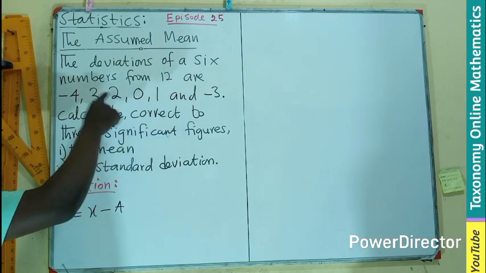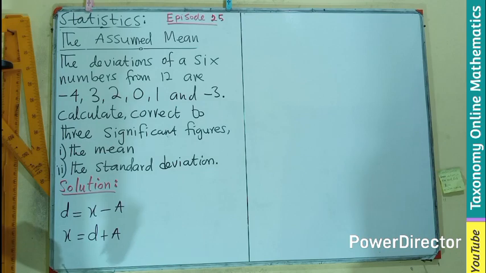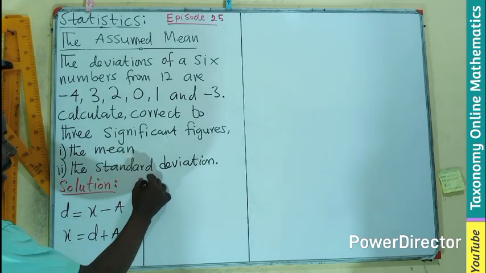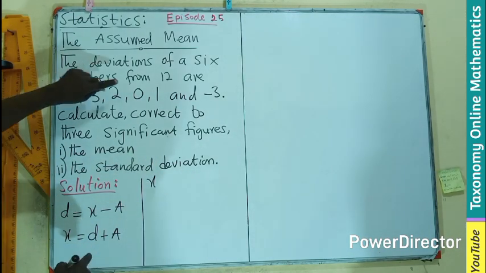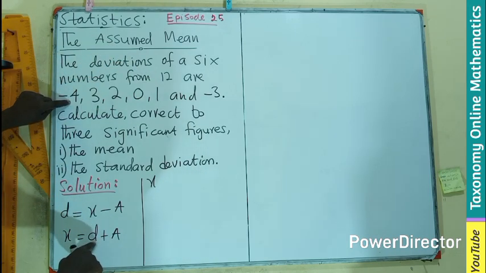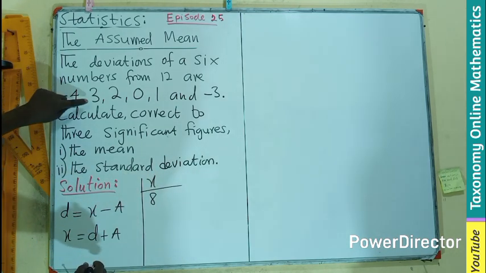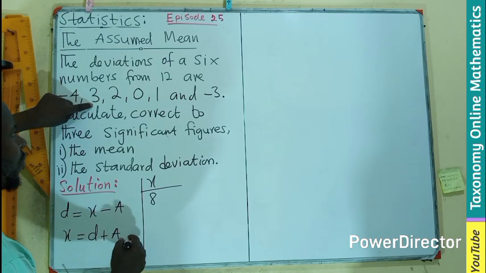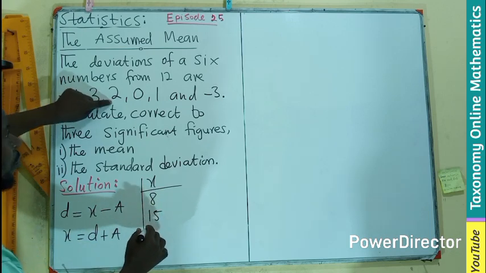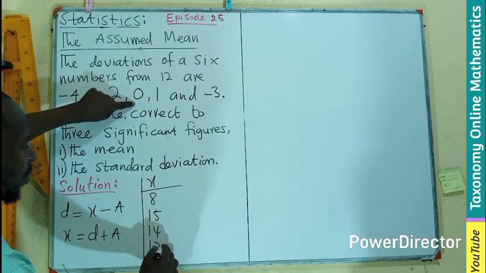So from this question, the D has been given. These are the deviations. Then the X, we don't know the X values, but we know the assumed mean. So if I'm looking for X, X will be equal to D plus what? The assumed mean. So my X values are going to be the assumed mean 12 plus what? The D. Plus 12 will give me 8. Then this plus 12 will give you 15, plus 12 will give you 14, plus 12 will be 12.